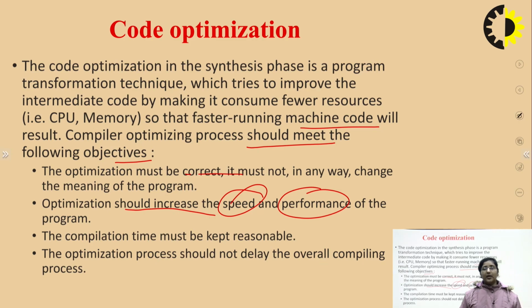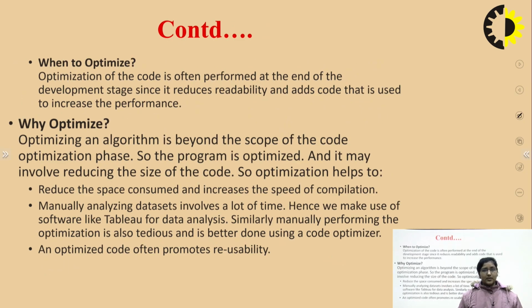See, why are we using this optimization? We are using it so that we require fewer resources like CPU, memory, etc. Along with it, the computing time is also much faster. So for that, we need this optimization technique. The compilation time must be kept reasonable. The optimization process should not delay the overall compiling process as well. So we have to see that all these four steps are done well, and only then is the code optimization said to be successful.